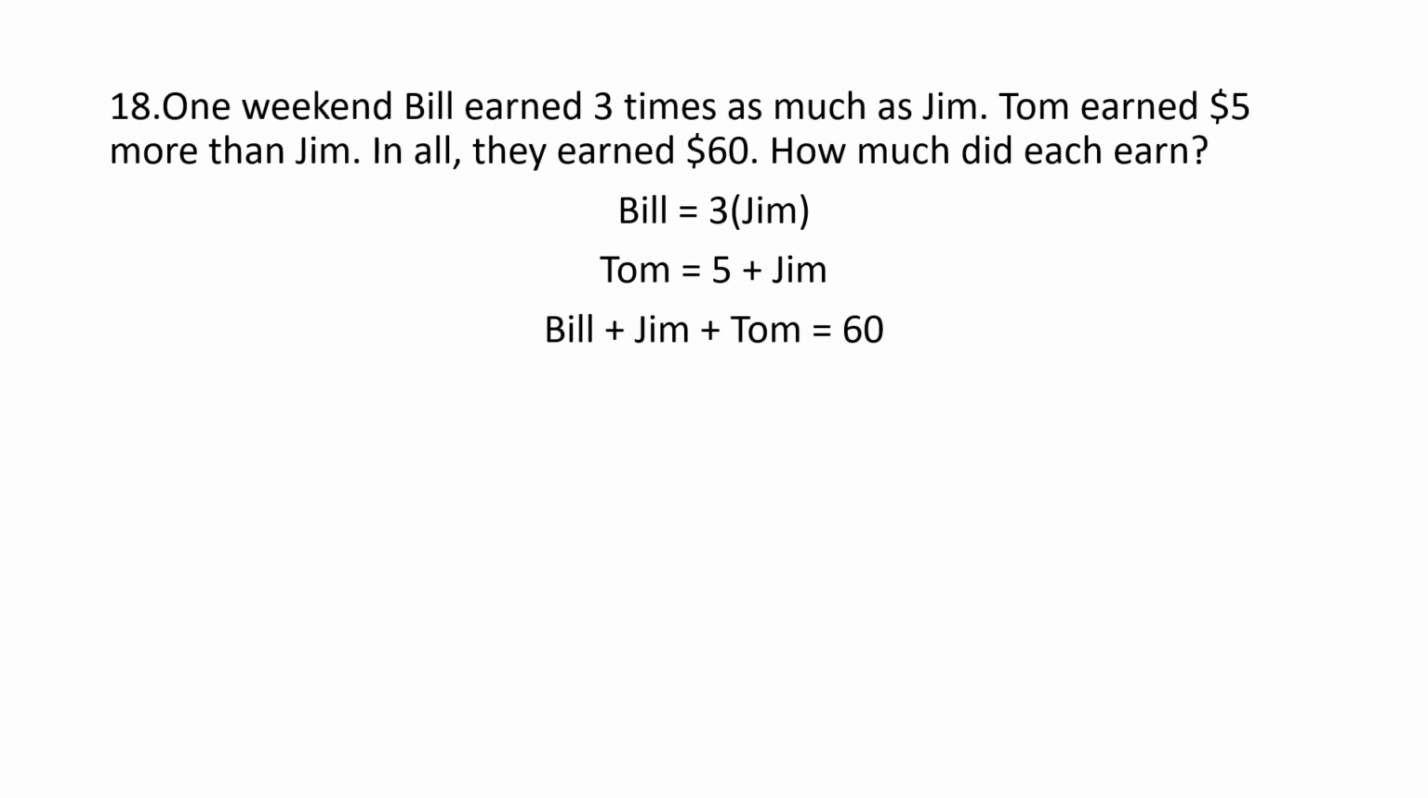Now, in order to solve this, I know that Bill is 3 Jim, Tom is 5 plus Jim, and Jim is Jim. So if I replace Bill with 3 times Jim, I replace Tom with 5 plus Jim, then I can solve that whole set of equations for Jim. Once I know Jim, I can find Bill, then I can find Tom.